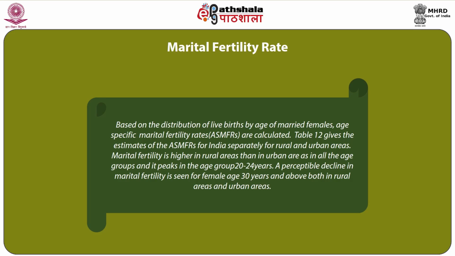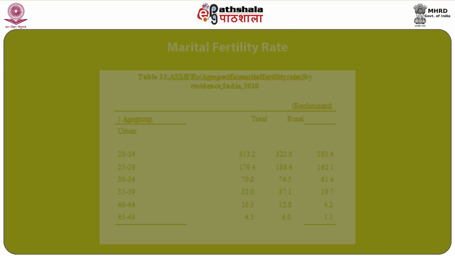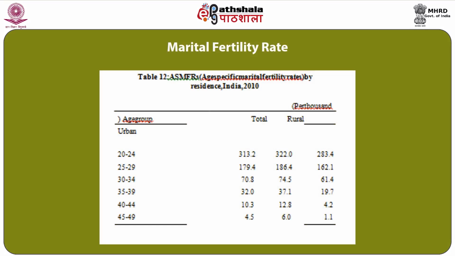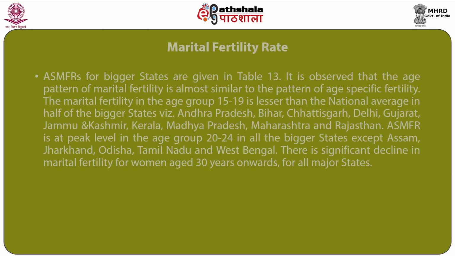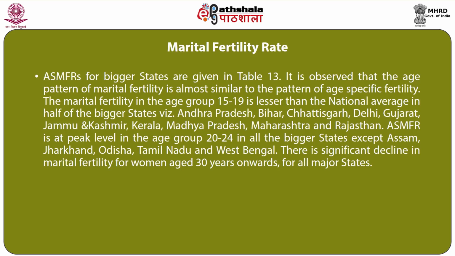A perceptible decline in marital fertility is seen for females of age 30 years and above, both in rural areas and also in urban areas, which clearly reveals that there exist huge differences in these levels between rural and urban areas. Age-specific marital fertility rates for bigger states, which is given in the table, clearly show that the age pattern of marital fertility is almost similar to the pattern of age-specific fertility rate.